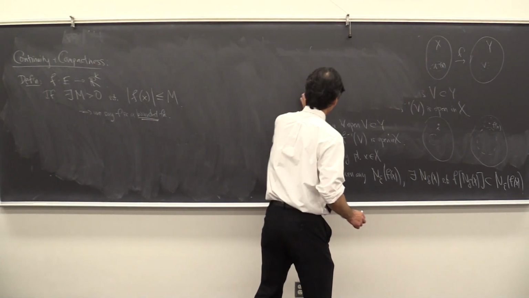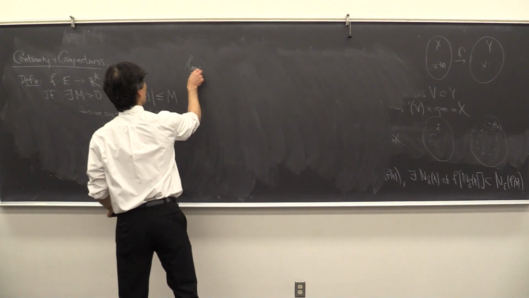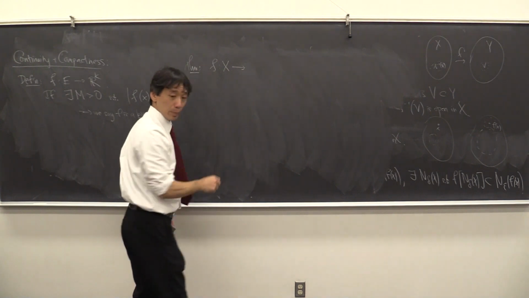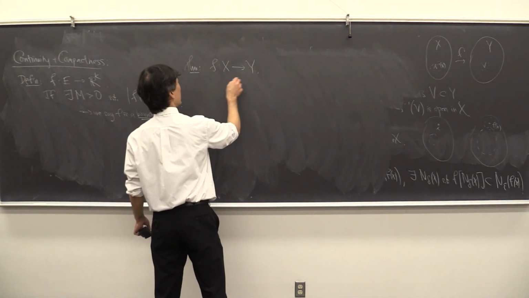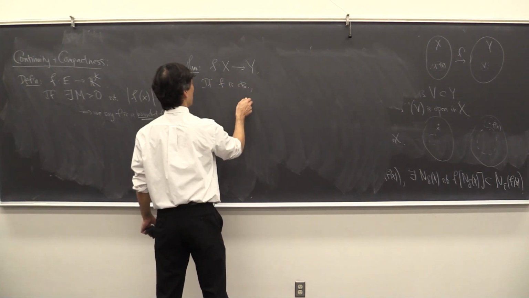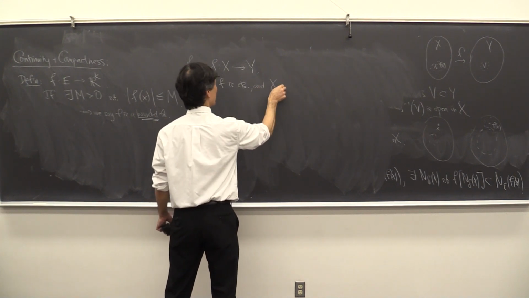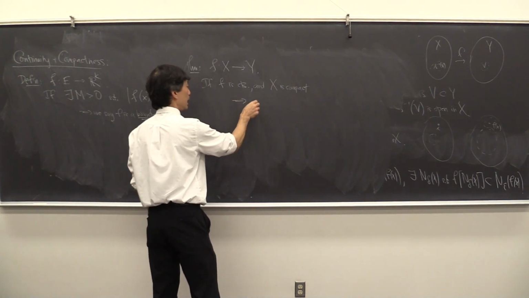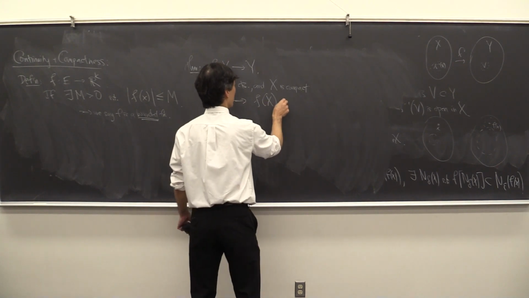The first theorem we're going to talk about is the following: if you have a function going from one metric space to another, and it's continuous, so if f is continuous and X is compact, then the image of f is also compact.